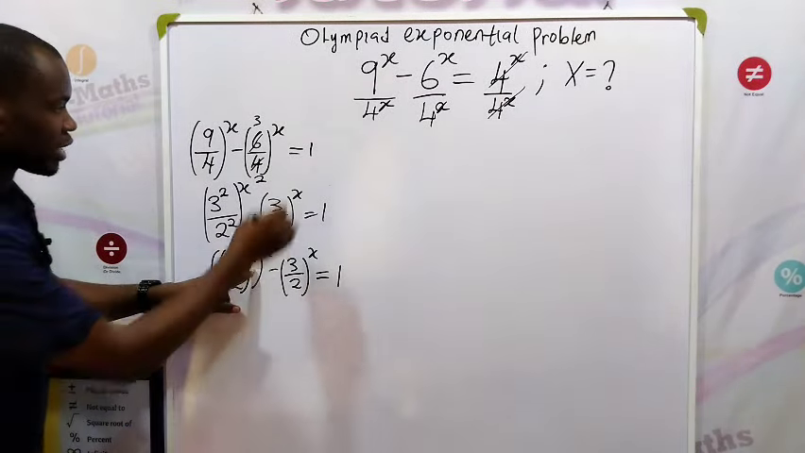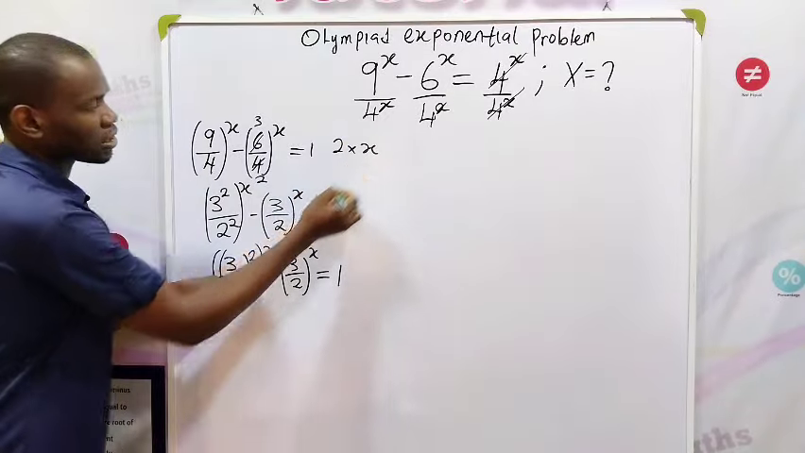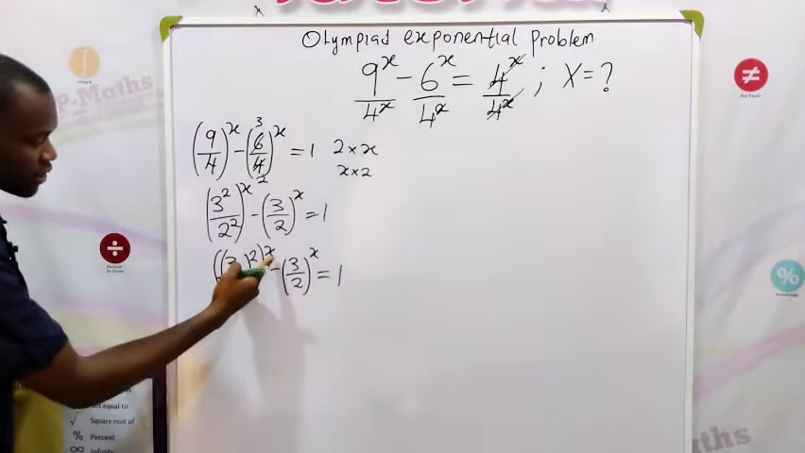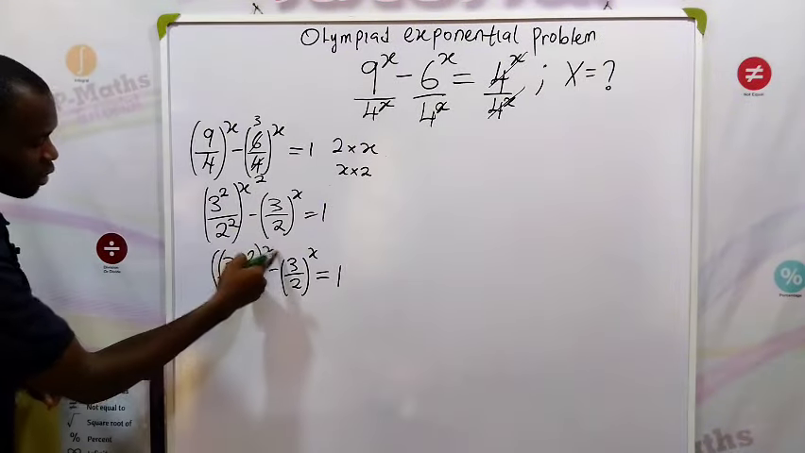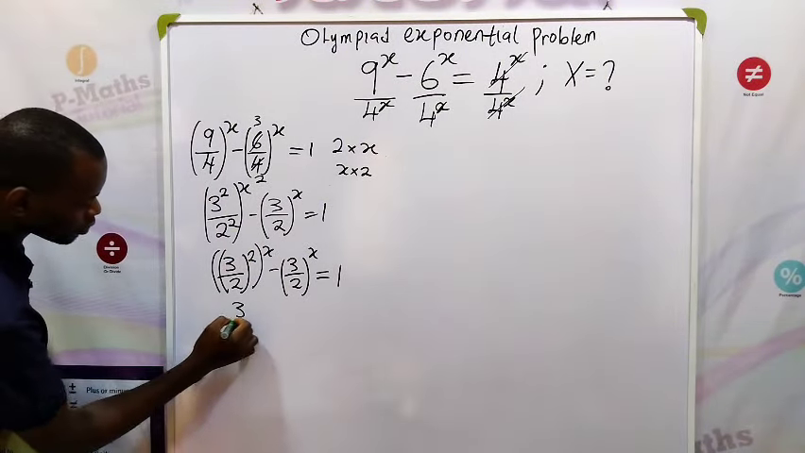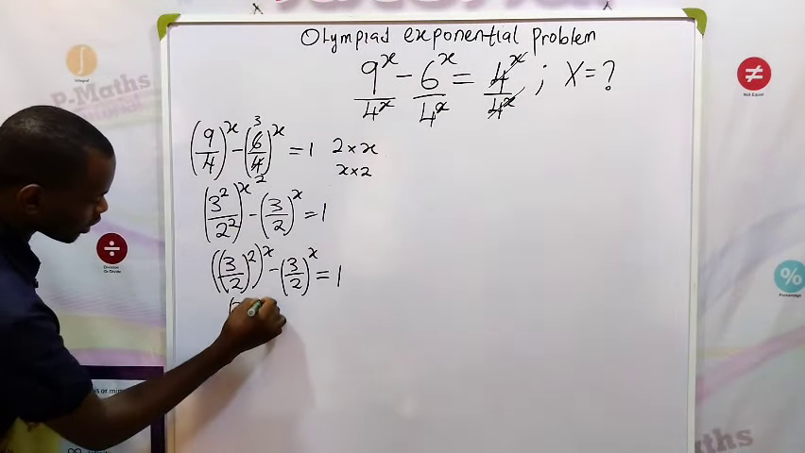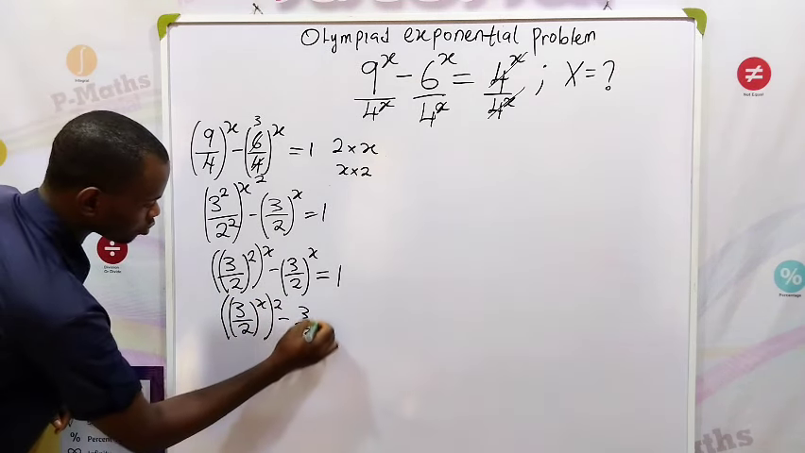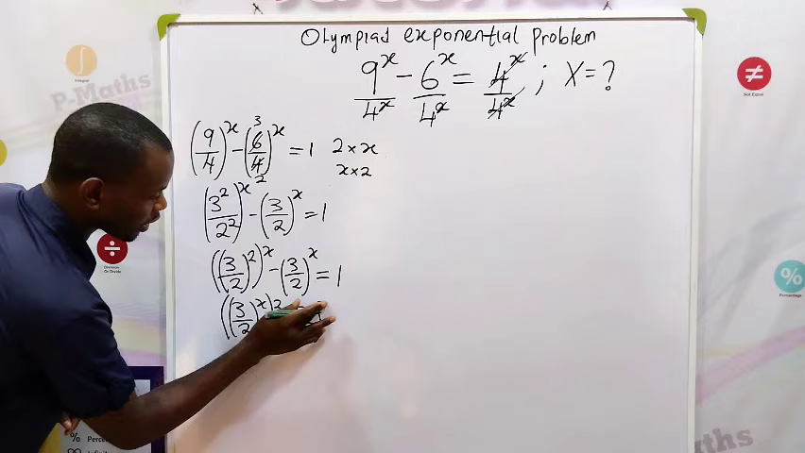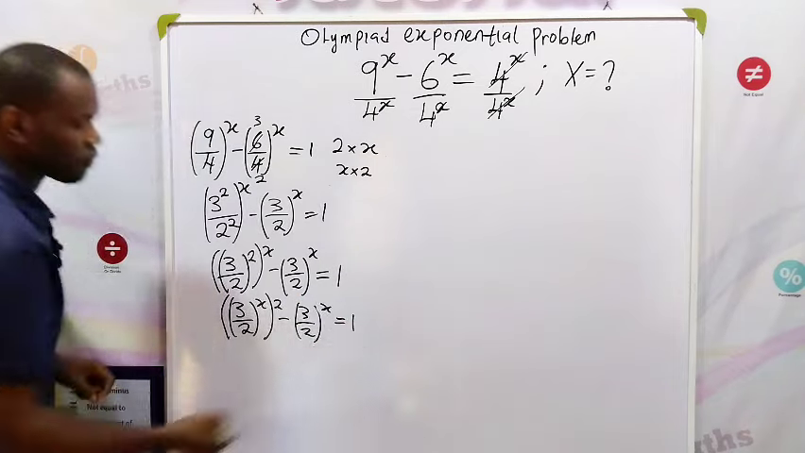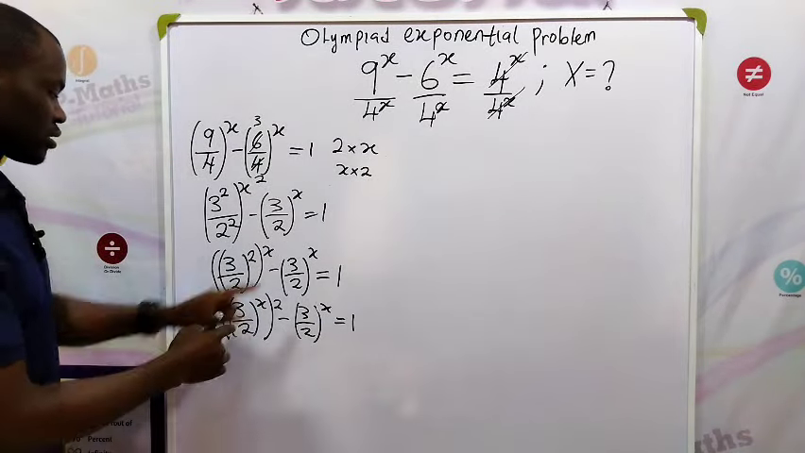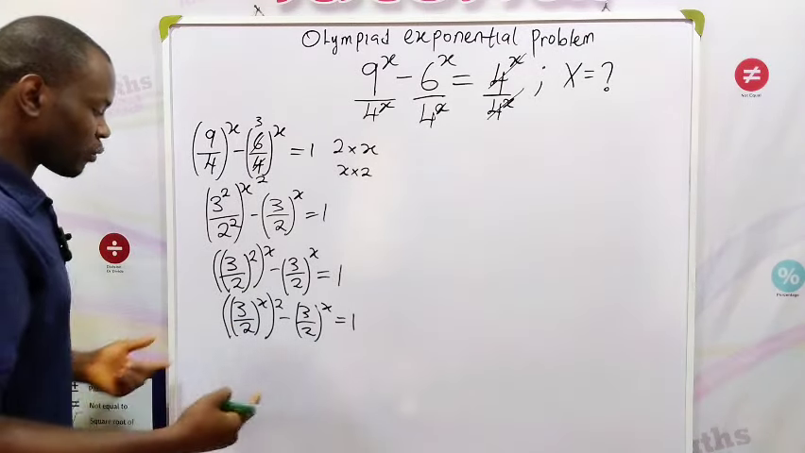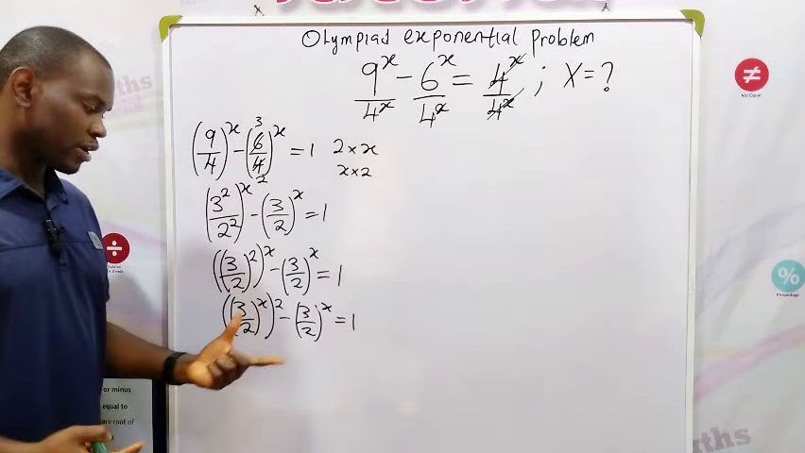Now, you know that when you have 2 times x, it is the same as x times 2, right? So we can bring this x in and take this 2 outside. So I have 3 over 2 all raised to power x all raised to power 2 minus 3 over 2 all raised to the power of x equals 1. Now the reason why I had to do that is so that this and this will look identical. Then we can now substitute and simplify.